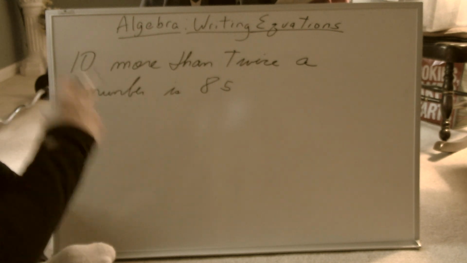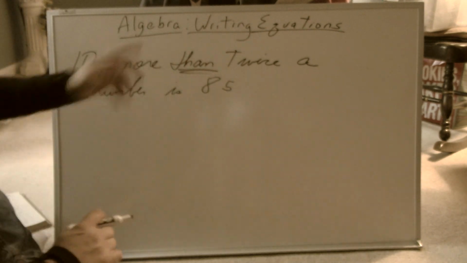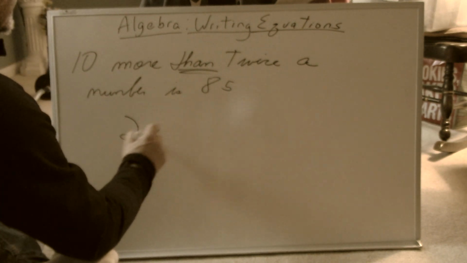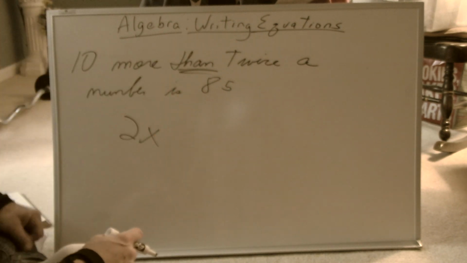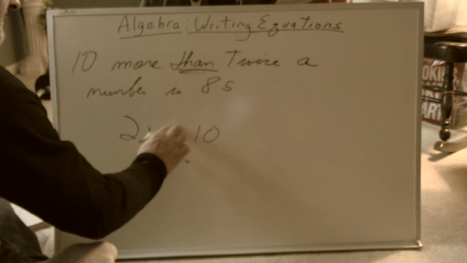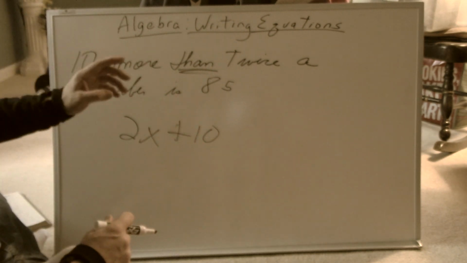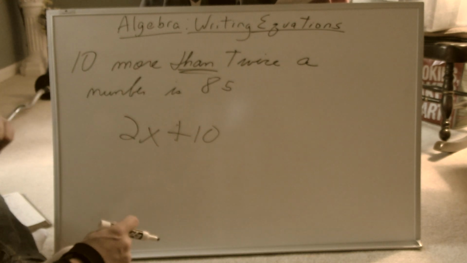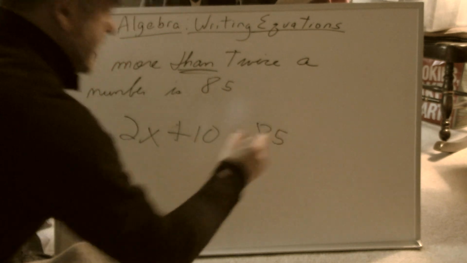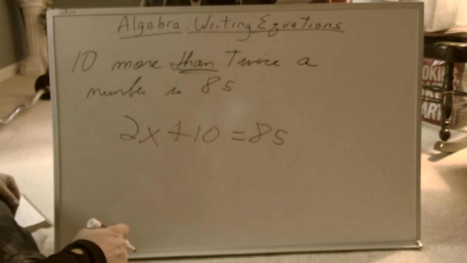I'm like, okay, I have to do whatever it says after the "than" first. So twice a number. So I do 2x. 10 more than that. Okay, more than means addition. Wait a minute, that's a little sloppy. 10 more than twice a number equals 85. Okay, now let's solve it.